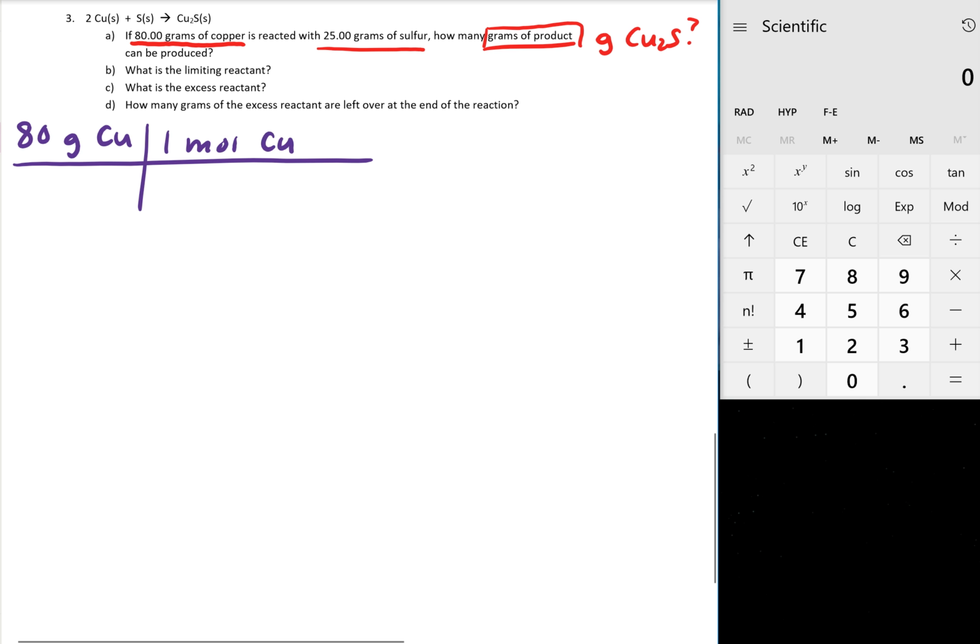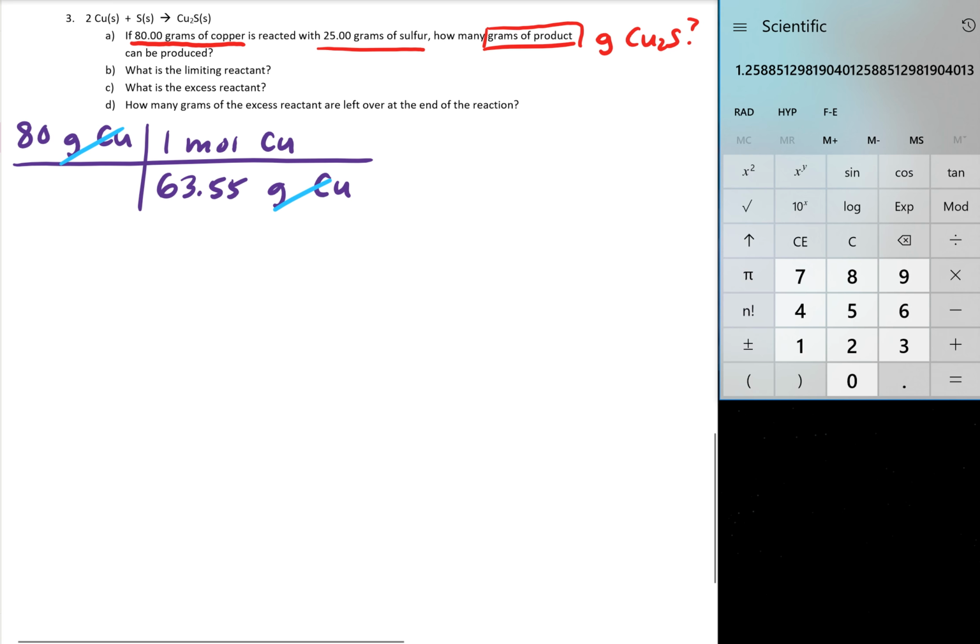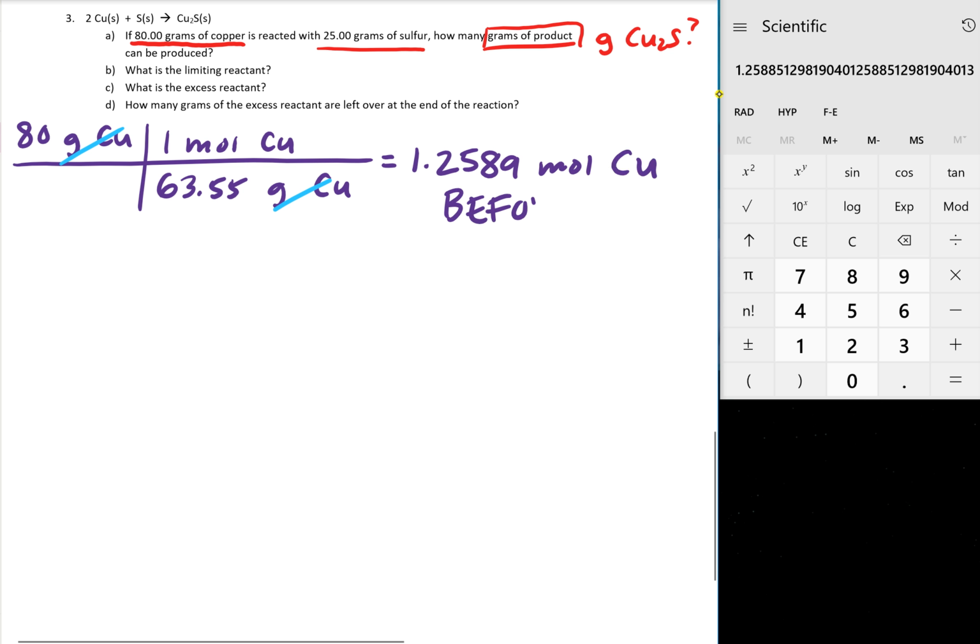1 mole of copper has a mass of 63.55 grams. So grams cancel. You're left with moles. So 80 divided by 63.55. And you can keep 4 decimal places. 1.2589 moles of copper. This represents your before value for copper.